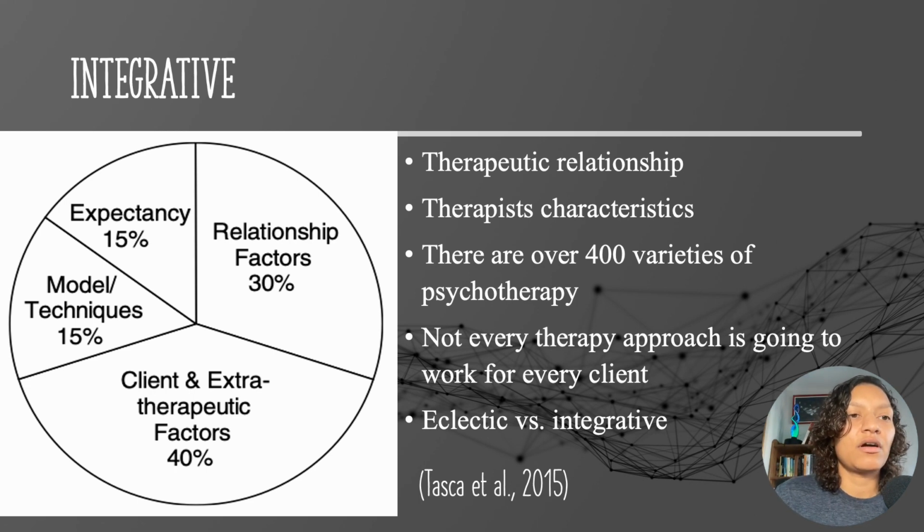The other things in terms of expectancy, so that's the client showing up having hope as a present factor. So hoping that they're going to get better, hoping that therapy is going to be beneficial to them. And then you can see there that 15% for this graph at least, and this is from research done by Tasca et al. in 2015. So 15% is attributable to our therapeutic approach, the techniques that we use.